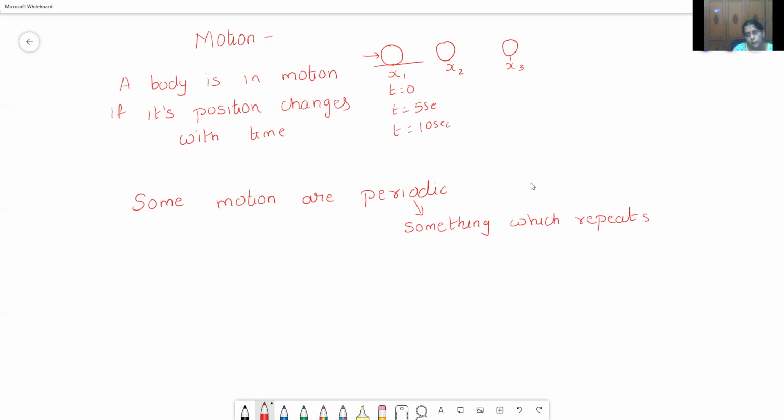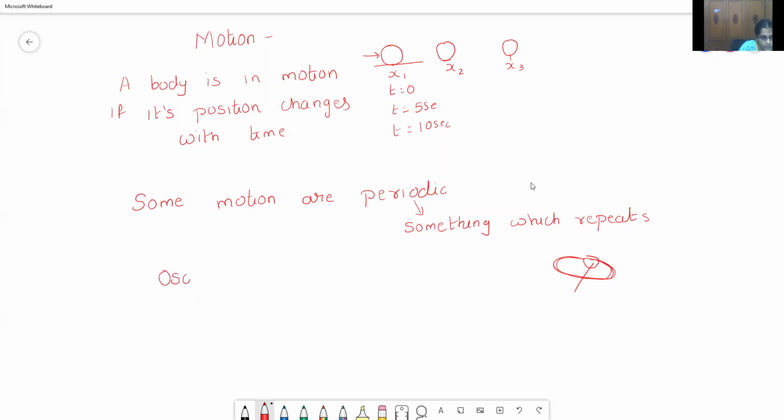Say for example I am going to take a thread and tie a stone at the end of the thread, hold it like this and rotate it. Then the stone will start moving in a circular motion. This circular orbiting of the stone is getting repeated again and again. So this sort of motion is called periodic motion. Another kind of periodic motion is oscillation.